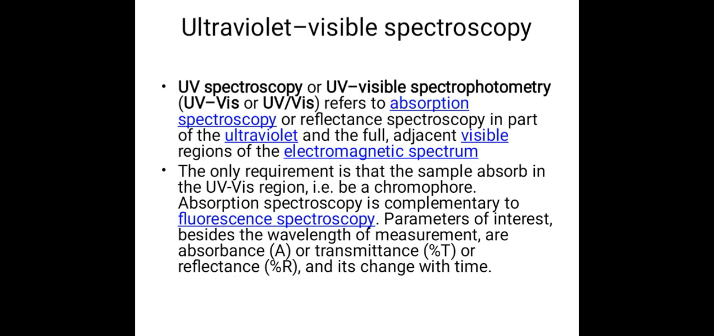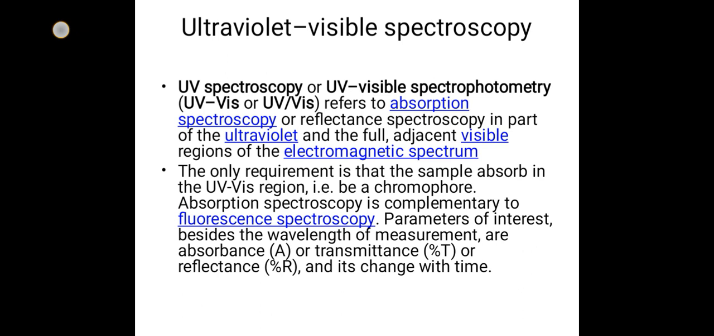Ultraviolet-visible spectroscopy, or UV spectroscopy. UV-visible spectroscopy refers to absorption spectroscopy or reflectance spectroscopy in part of the ultraviolet and the full adjacent visible regions of the electromagnetic spectrum. The only requirement is that the sample absorbed in the UV-vis region be a chromophore.